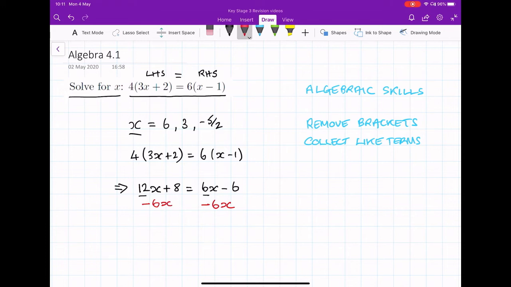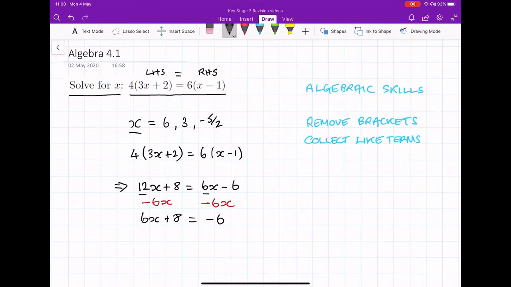So 12x minus 6x is going to be 6x. We've still got plus 8. And on the right-hand side, we've got 6x minus 6x, which is 0, and that leaves us with minus 6. So we've got the x's together on the left-hand side, but we haven't yet got the numbers together. So we haven't quite finished collecting like terms yet.